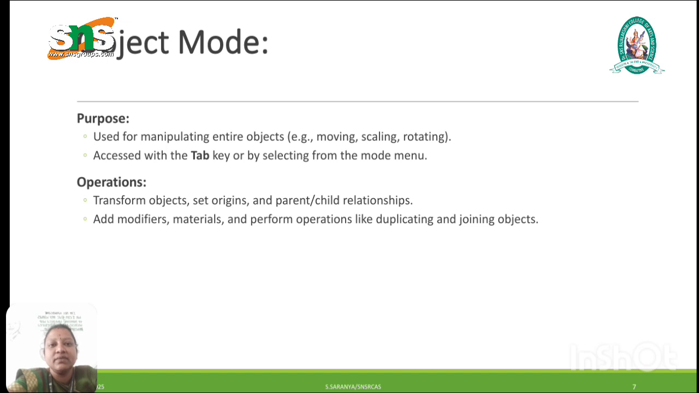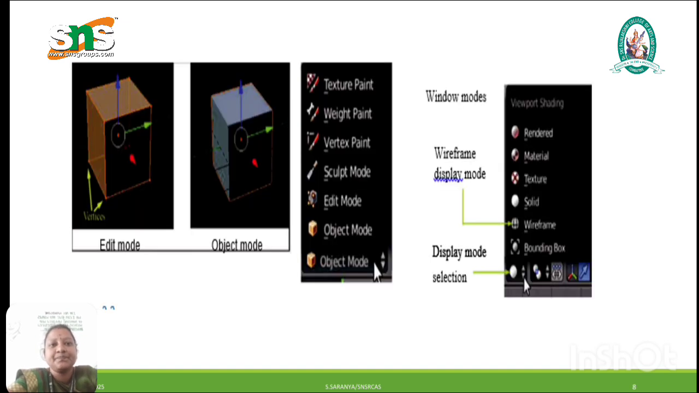Moving is nothing but moving from one place to another. Scaling is resizing, enlarging or reducing the size of the particular object. Rotating is rotating to the left, right, or in 360-degree angles. These are the two types of mode which we use the most inside the Blender screen: the edit mode and object mode.